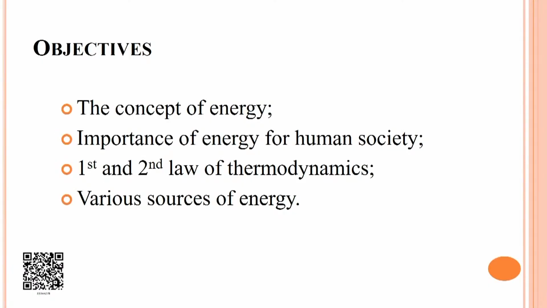So during this program we will discuss the importance of energy in society, and this is lesson number 27 of your module 8B, Energy and Environment. This is an optional module of your Environmental Science course. We will discuss the concept of energy, the importance of energy to human society, the first and second laws of thermodynamics, and various sources of energy, including renewable energy resources, non-renewable energy resources and nuclear energy too.